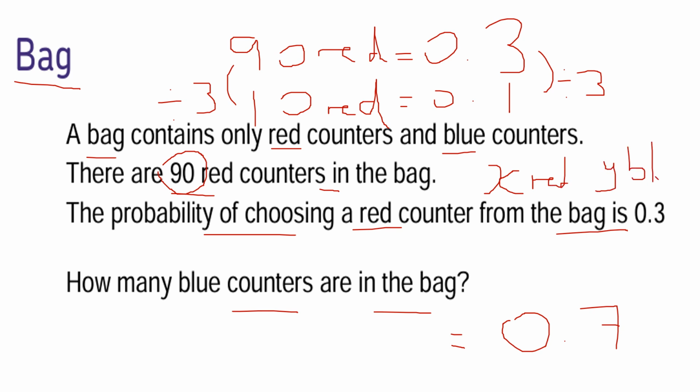So what it's saying is the probability of getting a red counter, if I do it as a fraction, will be X over X plus Y. That has to be equal to 0.3 as the probability, which also is equal to 90. So where do we go from here? This is quite an interesting problem. Sorry guys, if I go a bit quiet, I'm just thinking.